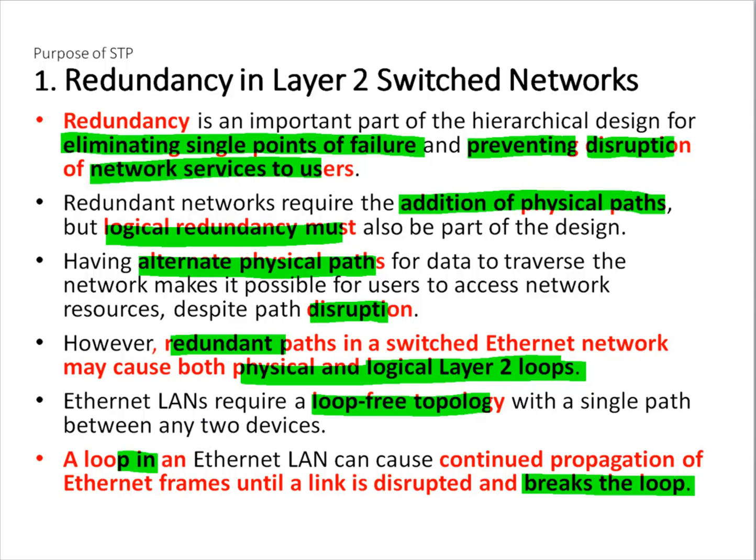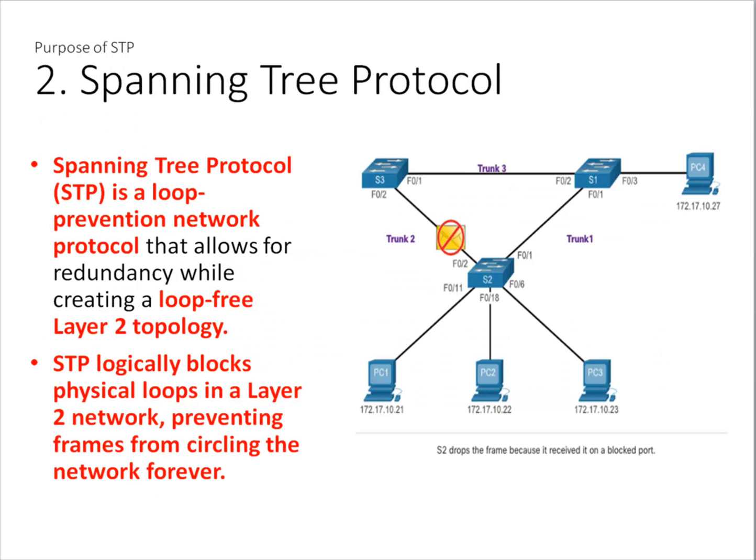Now I am moving to the next concept. The next concept is spanning tree protocol. It is one of the very important protocols. This protocol is going to avoid or remove the loops. Spanning tree protocol is a loop prevention network protocol. It is going to provide us a loop-free layer 2 topology.